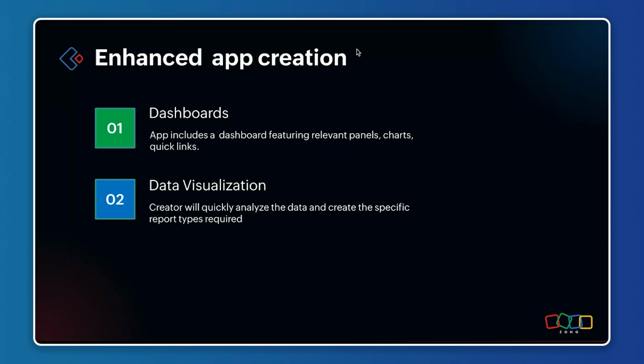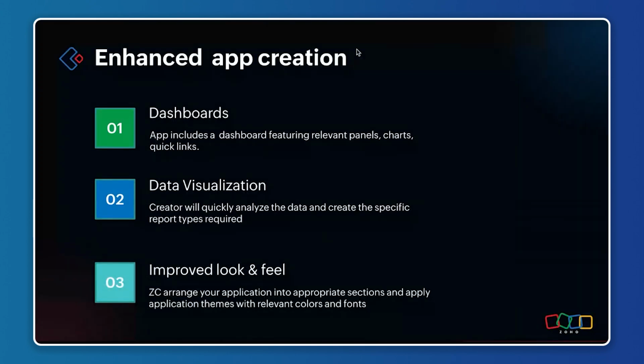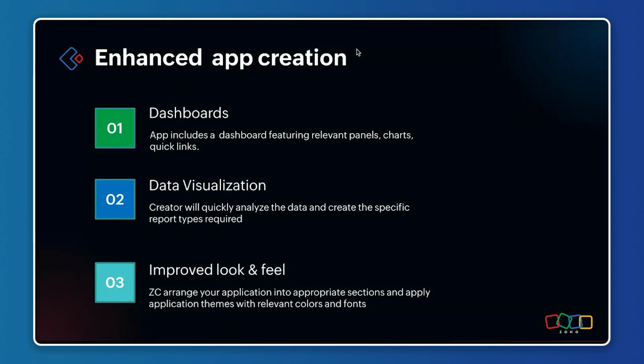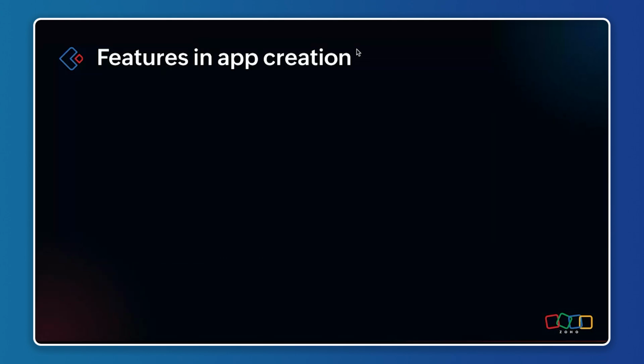So let's say there is an application which has got the address field, or if it has got the timeline field, then based on the data, it will create the calendar or the map report automatically whenever you're creating an application. And the next one is the improved look and feel. So in Zoho Creator, when you're creating an application, it'll segment all the sections appropriately, and the application themes, colors, and fonts will be applied automatically. So these are the enhancements that are currently made to the app creation process.